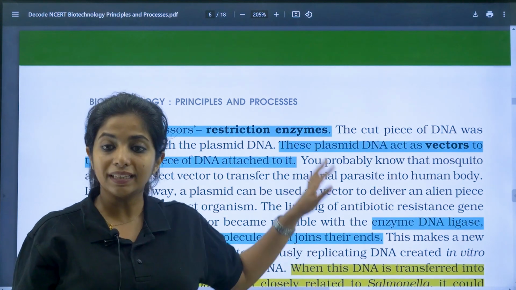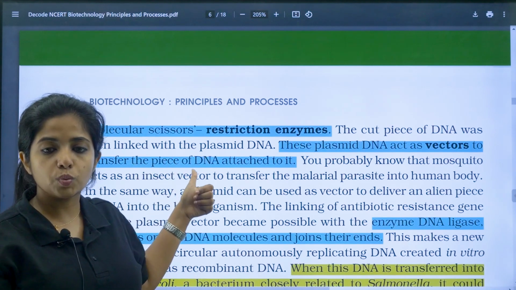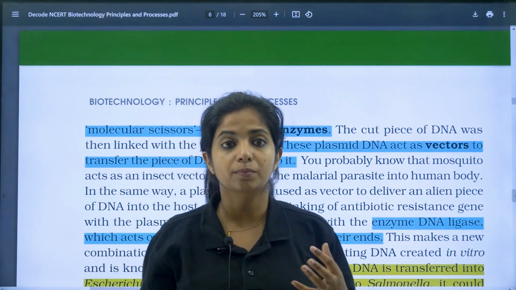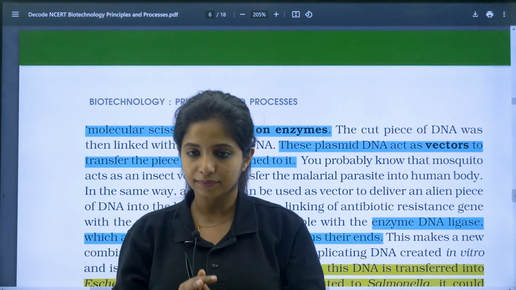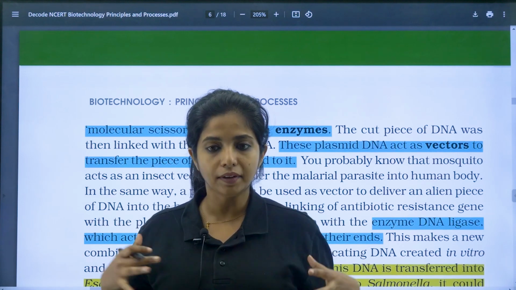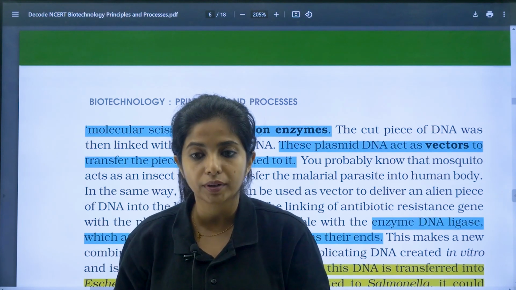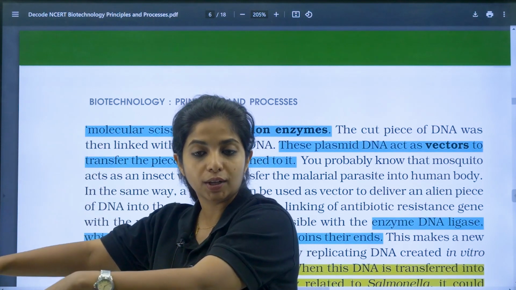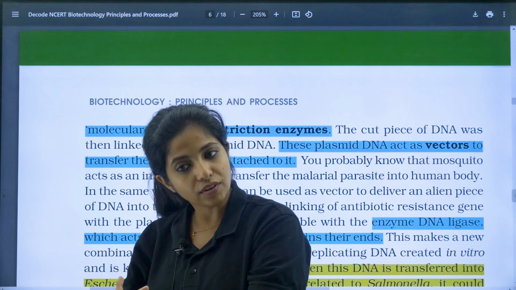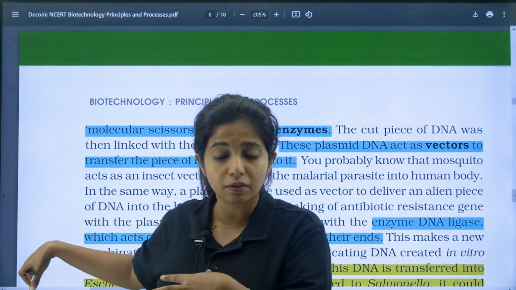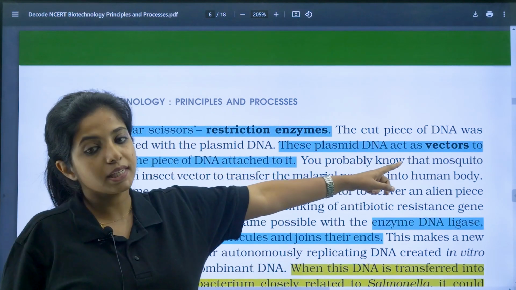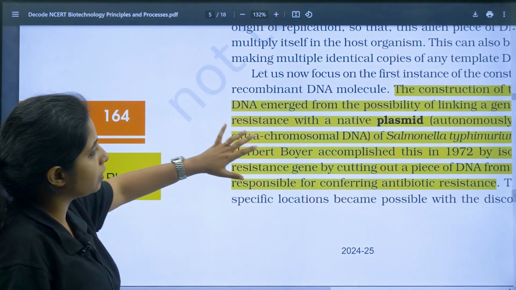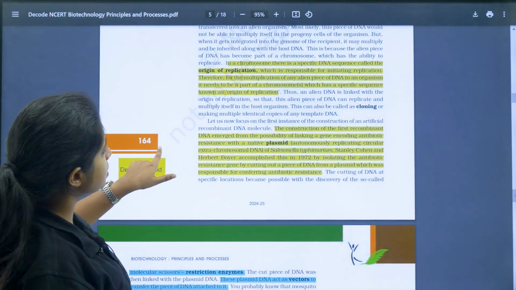Now one more very important thing: plasmid DNA acts as a vector to transfer the piece of DNA attached to it. So what do you mean by vectors? Vectors are something that help me in transferring something. For example, I have the DNA with me, but I have to transfer it to an organism. How do I do it? Probably I insert this DNA into some other organism, and this organism will go infect another organism and give it anyway. So this organism which comes in between, which is responsible for passing the DNA, what do I call it? I call it a vector. Vector.